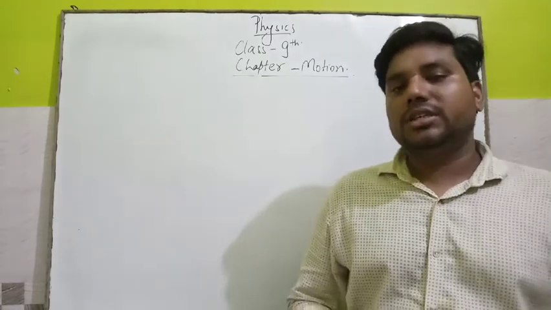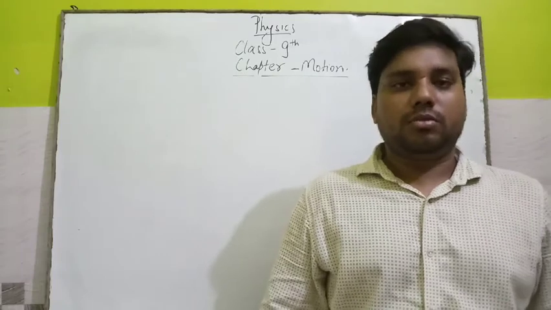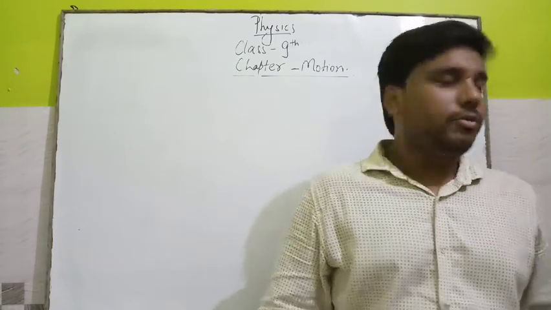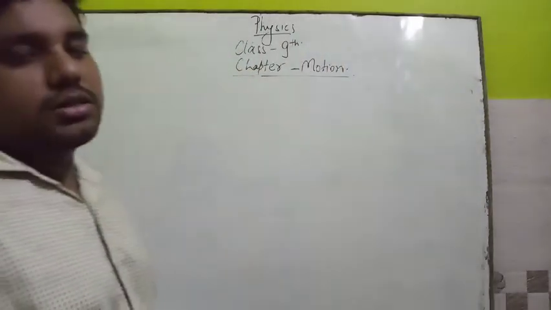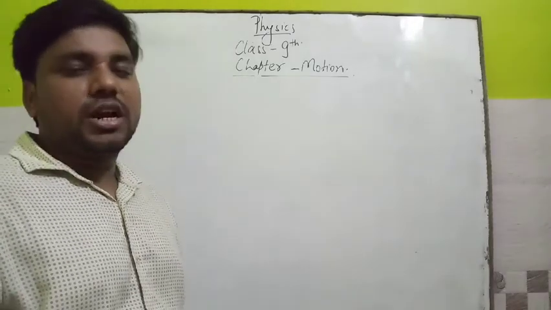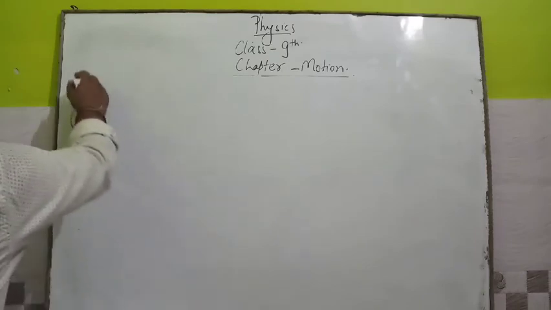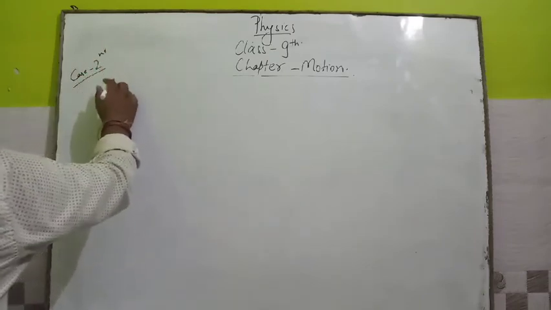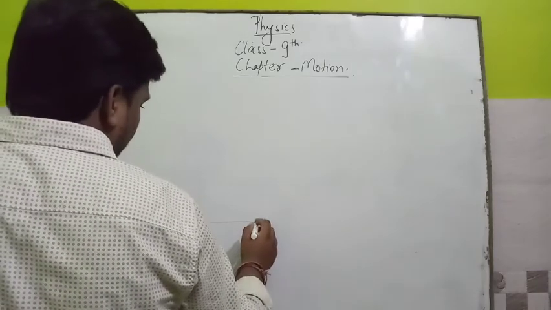Now today we are going to discuss the second and third case of the graph for non-uniform motion. In the previous class we have already discussed the first case for non-uniform motion, that is target motion. Now in the second case, the graph is like this. Case second. You make this graph with the help of a scale.